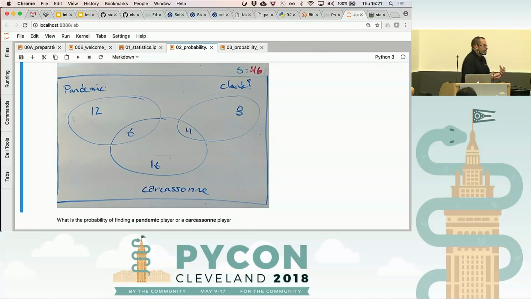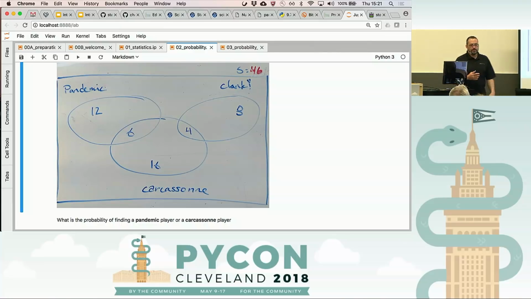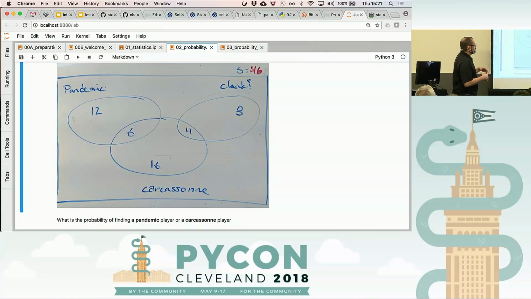PyCon has open spaces where people can gather with folks who do things that they like to do, and one of those open spaces is board gaming. All right, so here's a board gaming example. I have 3 games. I have Pandemic, I have Clank, and I have Carcassonne.